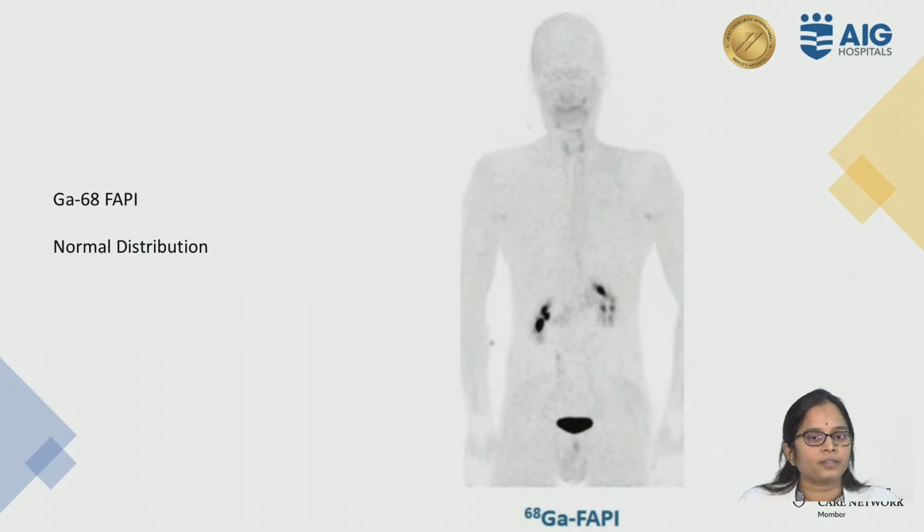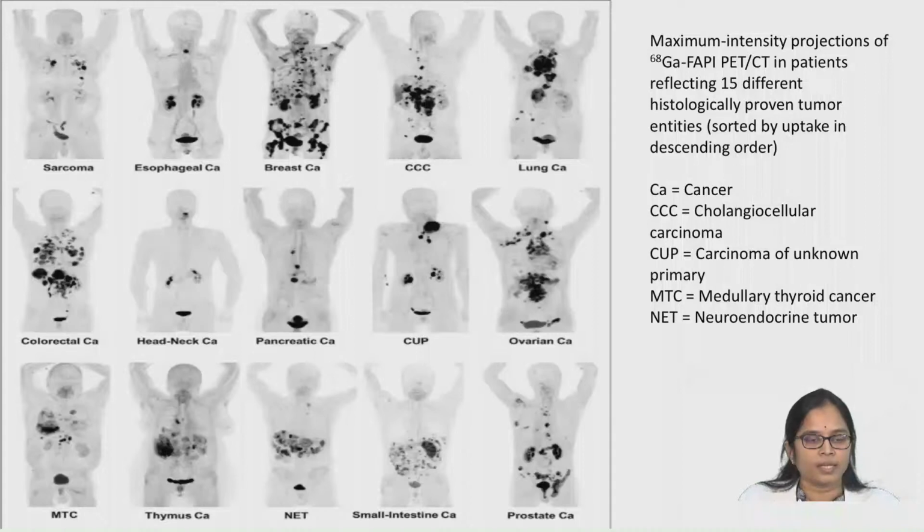So especially in the case of colorectal malignancies, that is signet ring cell and mucinous malignancies, and also in the case of cholangiocarcinomas, where FDG has very minimal role. In these cases, we can try FAPI, and it's showing excellent results. These are all the various malignancies which are showing intense uptake, especially colorectal malignancies, and also cholangiocarcinomas, where it has a very good role.